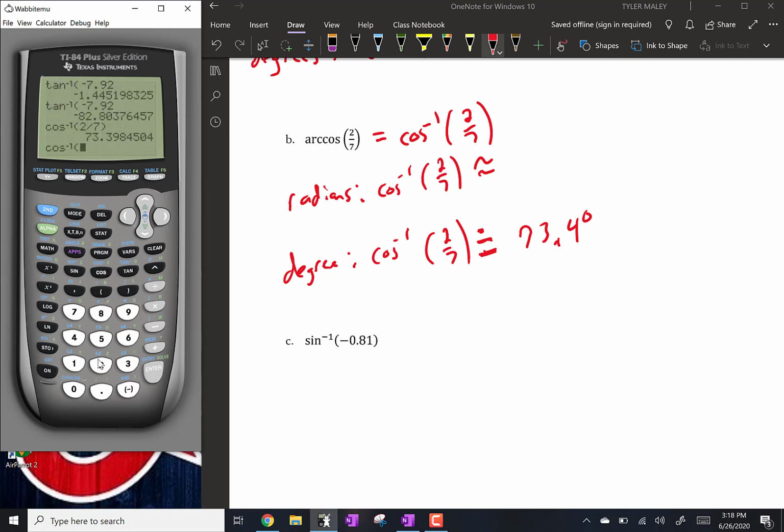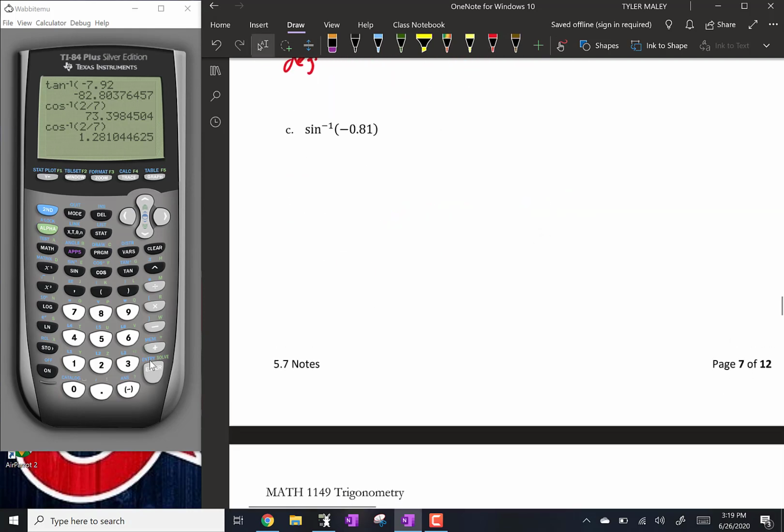So we get approximately 1.2810, right? So you'll notice that we can't always get exact values for this, so that's why we want to make sure that you're comfortable doing this in a calculator, right? So last one, radians, degrees.